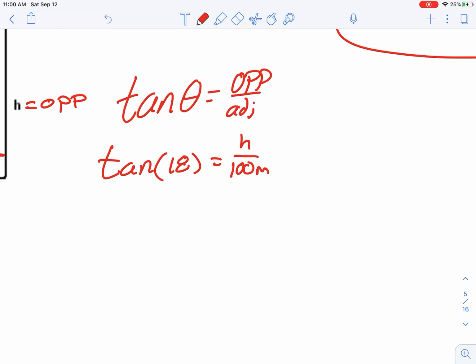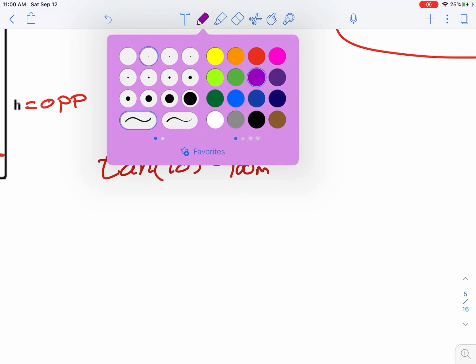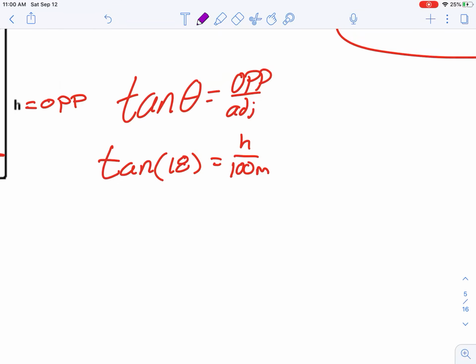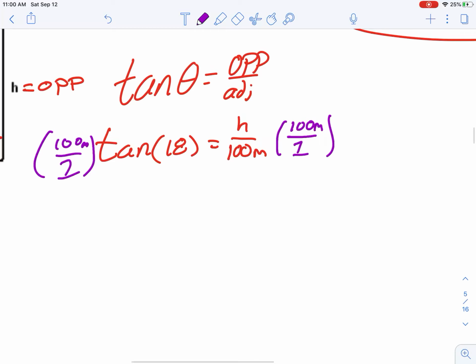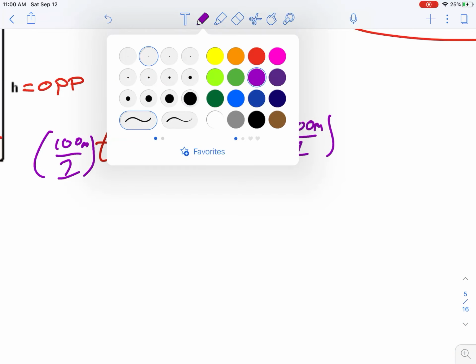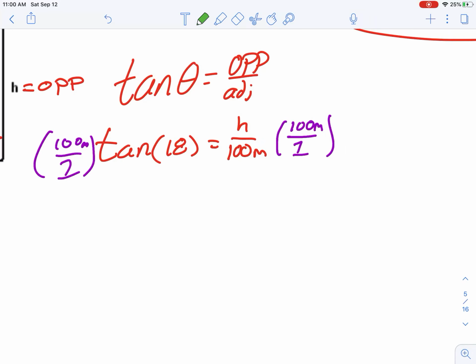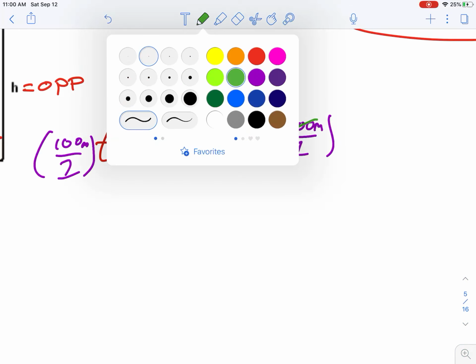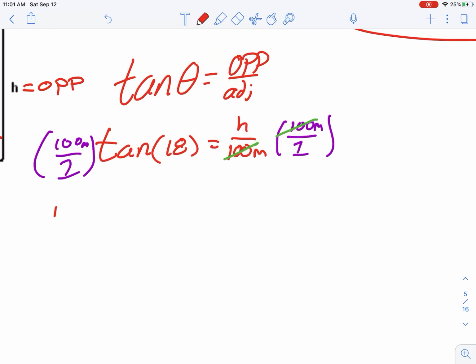Okay. How do I solve for h? Well, h is already on the top, which makes this a little bit nicer to deal with. What I'm going to do is cancel out this 100 meters. In order to cancel out that 100 meters, I'm going to multiply 100 meters over 1 by both sides. Remember, 100 over 1 is simply just 100, but it's good to represent it as a fraction because it's a little easier to see that you are going to cancel these guys out.